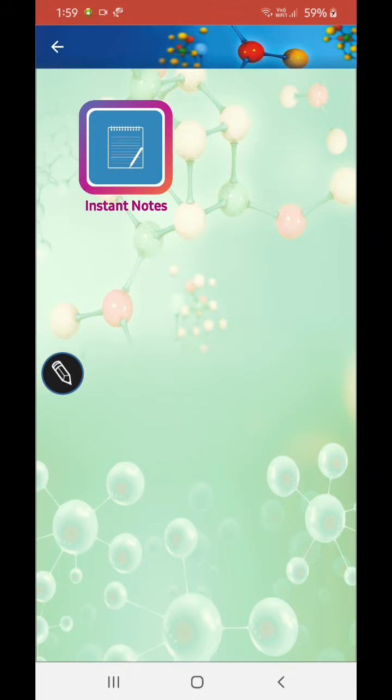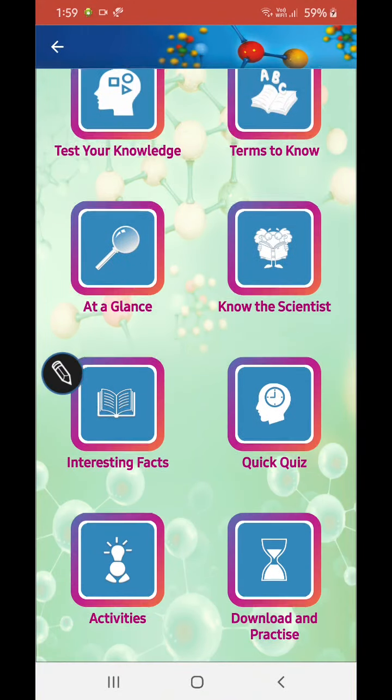Now, don't you have infographics over here?